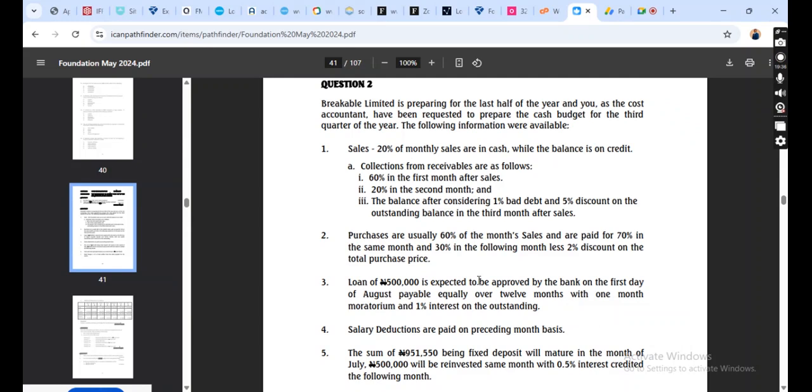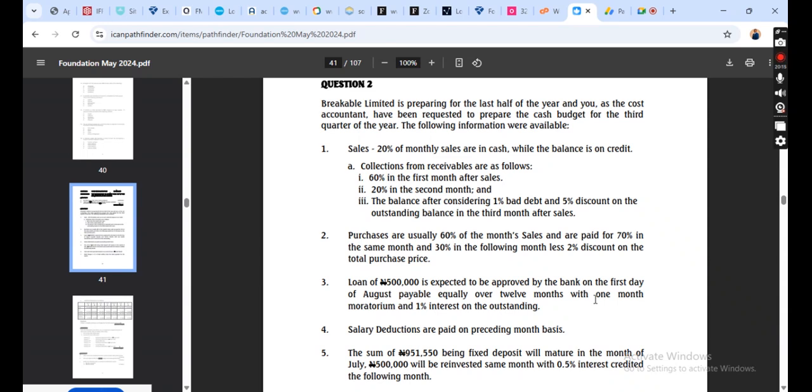Loan of 500,000 is expected to be approved by the bank on the first day of August. You will pay it equally for 12 months. The loan will be your receipt, your inflow. Then what you pay on the loan becomes your payables, what is it called? Loan payment. Is that not so? Or loan repayment.